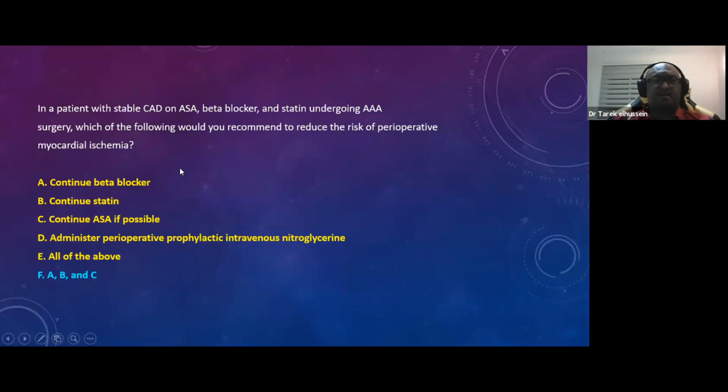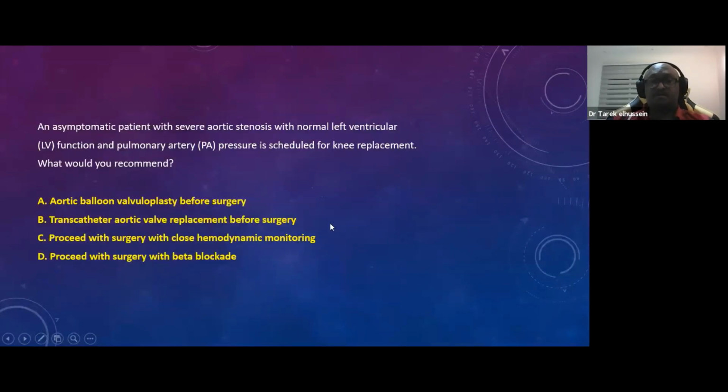So as we mentioned before, those who are already on beta blocker because of coronary artery disease should continue. Aspirin should be continued if possible. Statin should always be continued. Use of intravenous nitroglycerin, there is no benefit. Actually, there is a tendency of harm, and all of the above is also wrong.